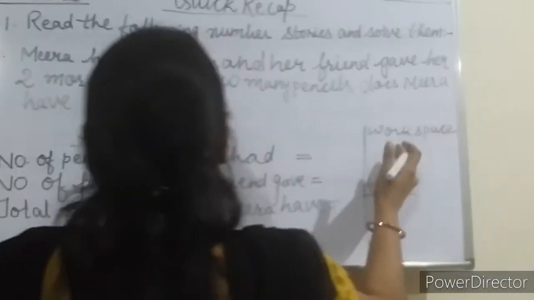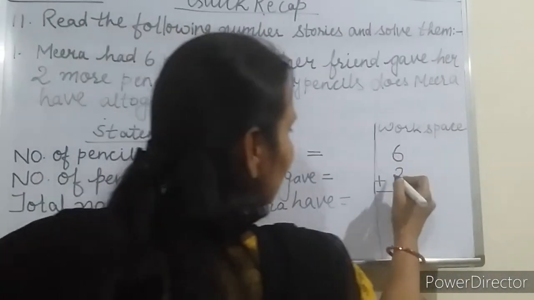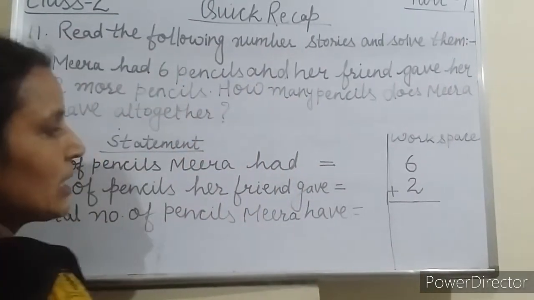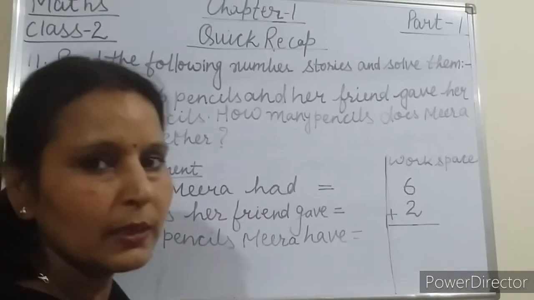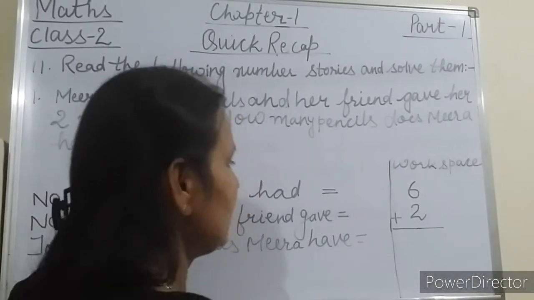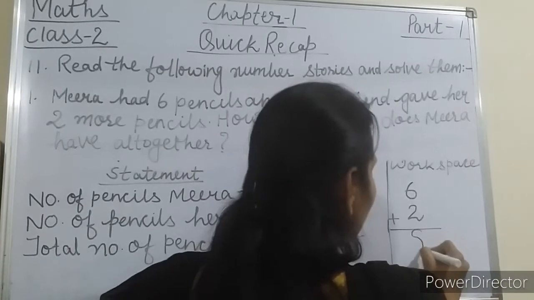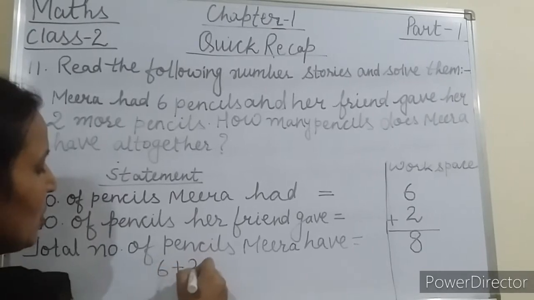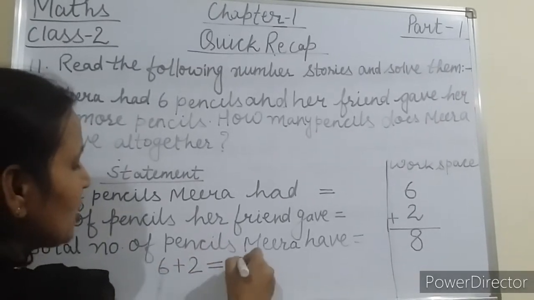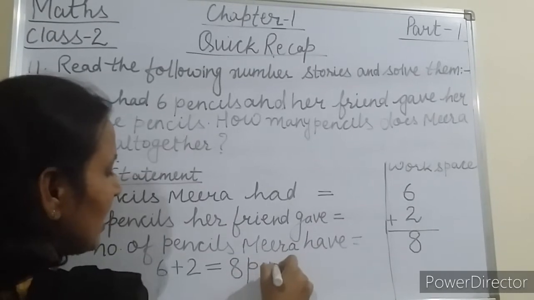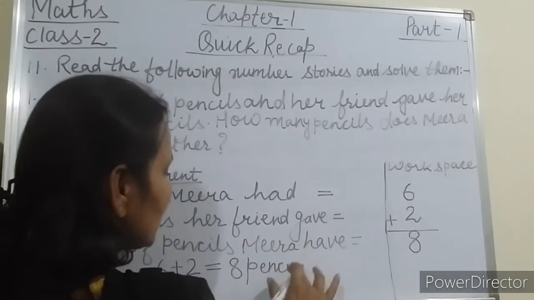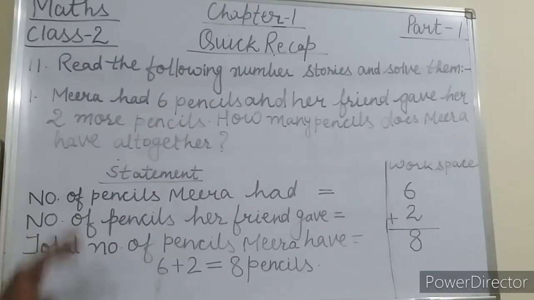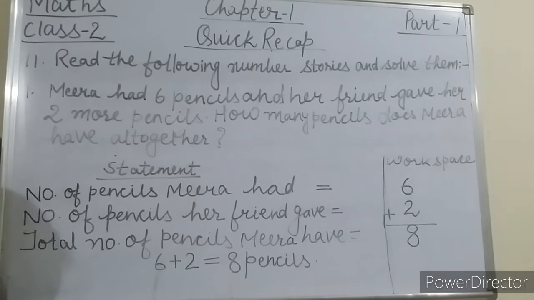So 6 pencils Meera had and her friend gave her 2 more pencils. Now we have to add these numbers. So 6 plus 2, tell me students. Yes, 6 plus 2 is 8. So here we will write 8. So 6 plus 2 is equal to 8 pencils. How many pencils? 8 pencils. So do this in your copy, students.